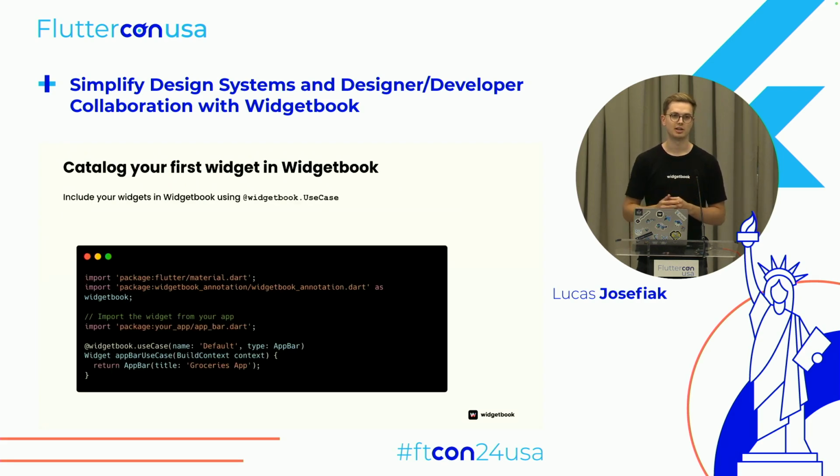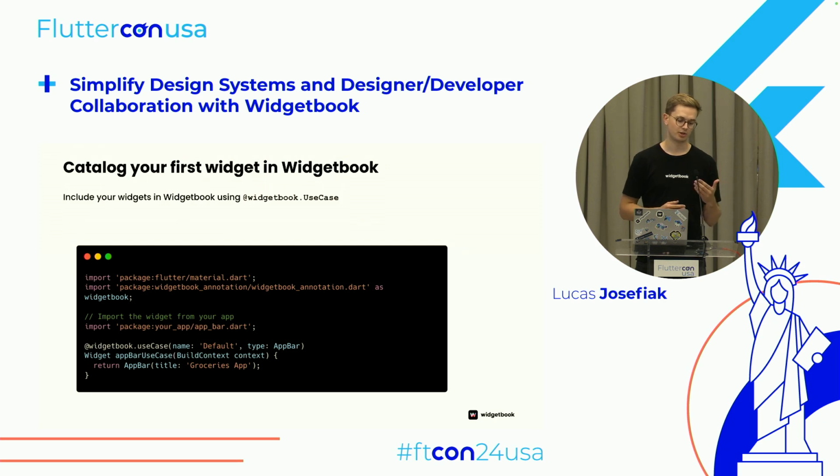Once you did that, it's time for you to catalog your first widget, and you can do that by using our add-use-case annotation. And the use case annotation comes with 2 required parameters. One is name, the other is type. So you always name your use case. If you have just one use case, as in this example, you just call it default. And the type is just the widget that you'd like to return, in this case, app bar.